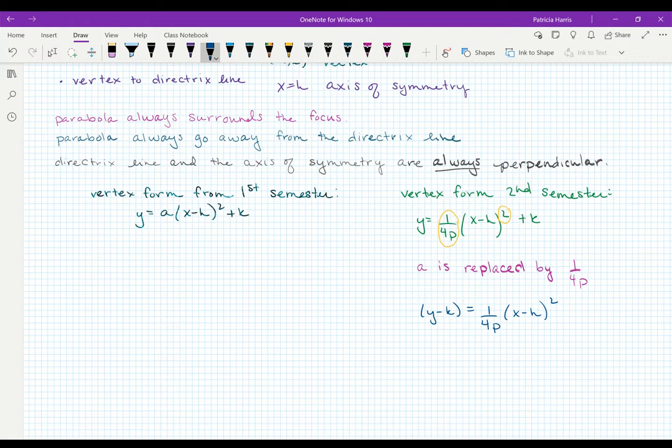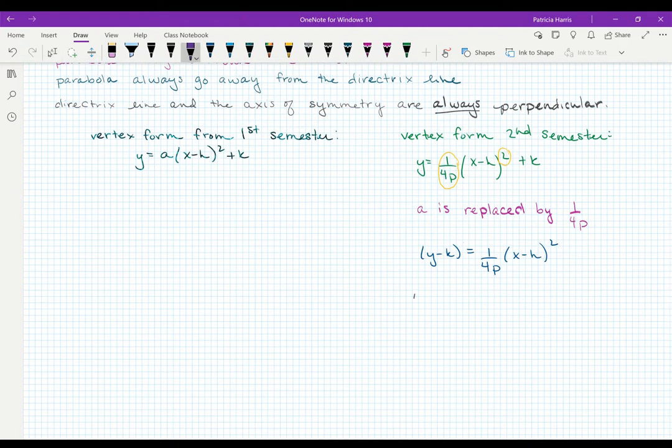Another thing that they'll do, and this is slightly weird, at least to me, is they'll do this, because people don't like fractions. So if you're next to the square parenthesis, it's 1 over 4p. If you're next to the linear parenthesis, it's 4 times p. Okay, this can make your life a little confusing.